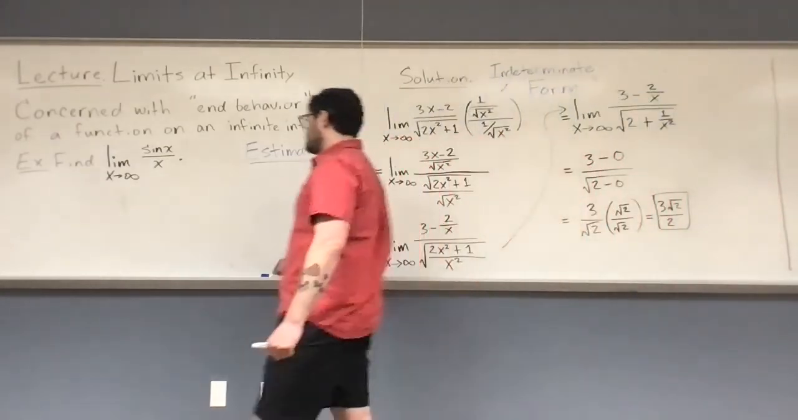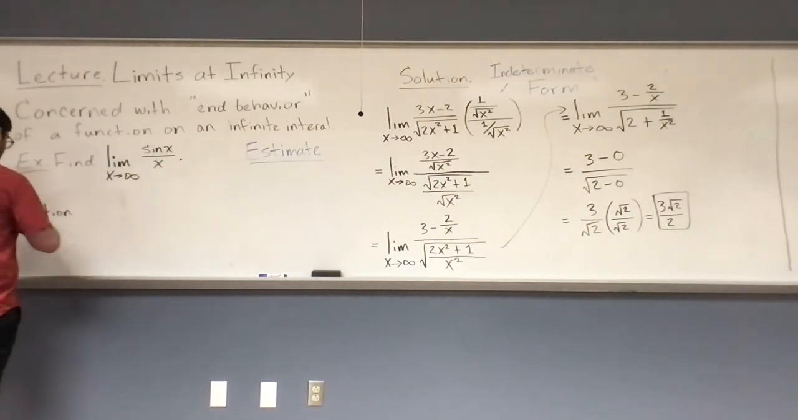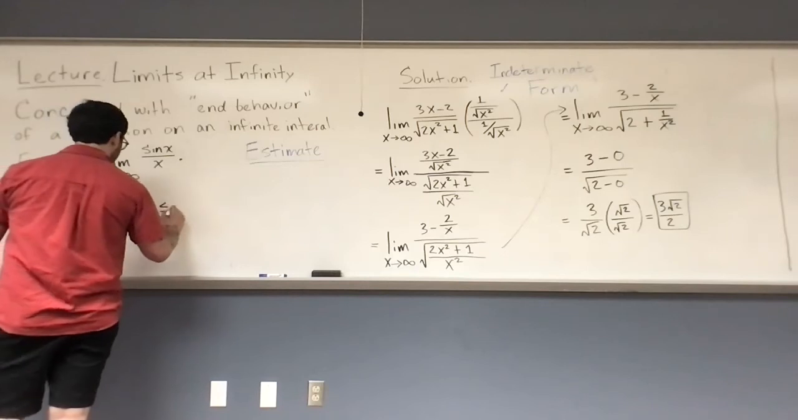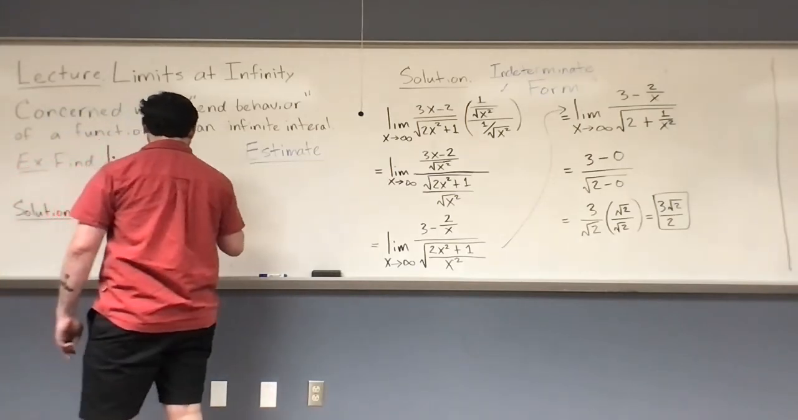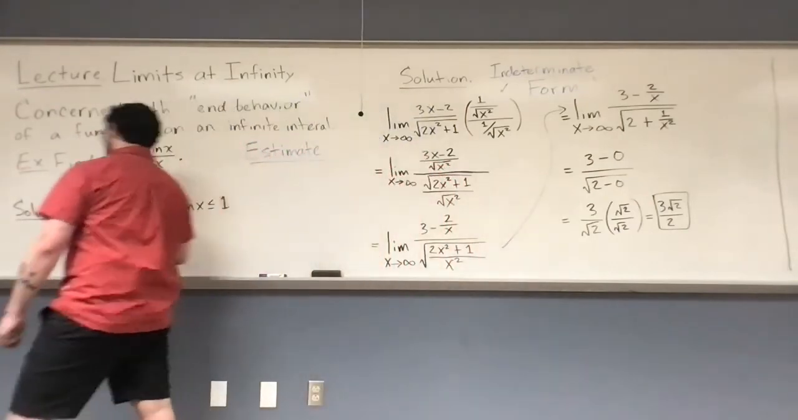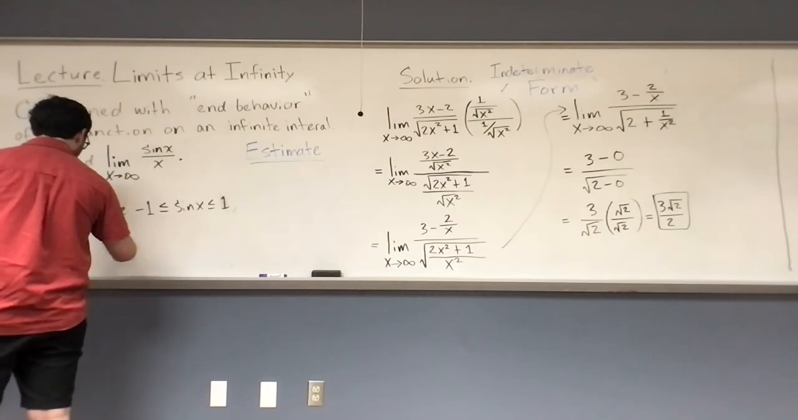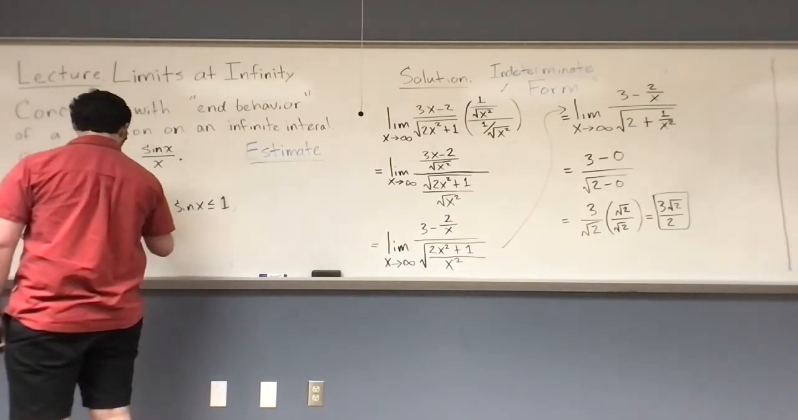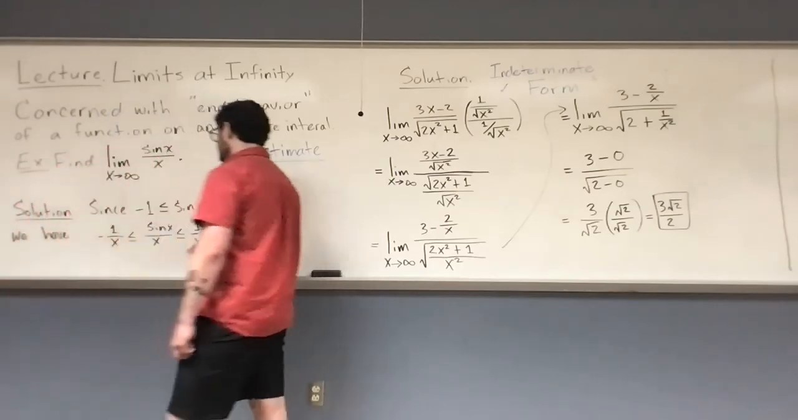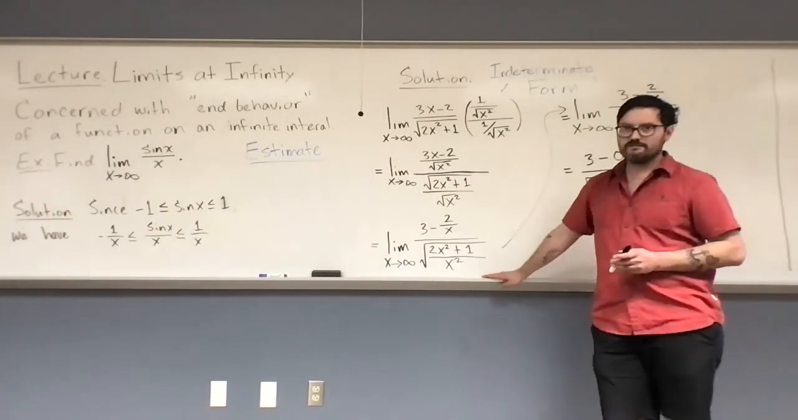In fact, the solution is somewhat easy. So we can say, since -1 is less than or equal to sine x, which is less than or equal to 1, we have that -1 over x is at most sine x over x, which is at most +1 over x. Right? And just divide everything by x.